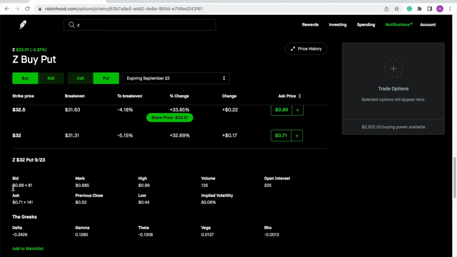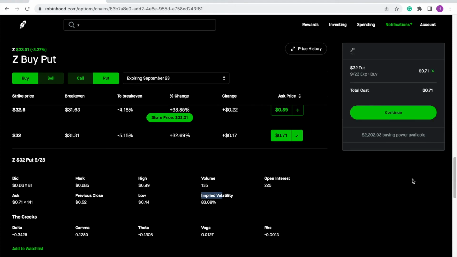Here it tells you how much people are willing to pay, how much people are willing to buy it for. So that's our bid and our ask. And then it tells you our open interest or our volume. So there is a little bit of volume, 135. That's not too bad. So let's go ahead and purchase this one right here. So you click on it. It'll populate right here on the right.